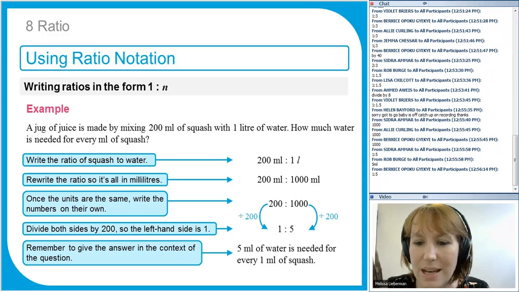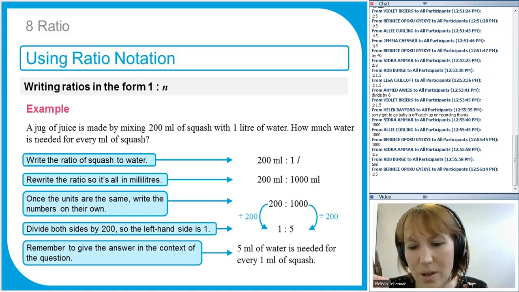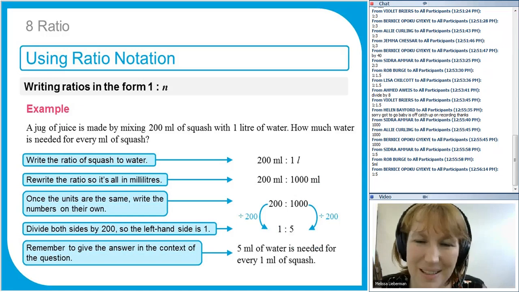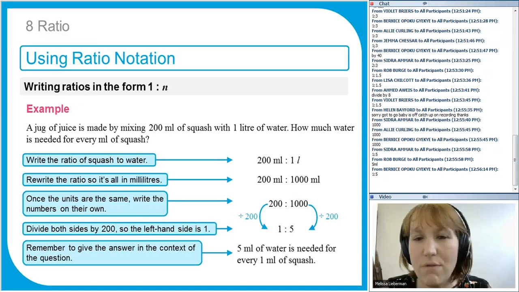So tell me, if you're there live and you want to think about this, if I had a glass of squash, or I shouldn't say squash, but if I had a made up glass of this drink, what fraction would be squash? If there was 1 milliliter of squash for every 5 milliliters of water, what fraction would be squash? Have a little think about it and type it in the box.